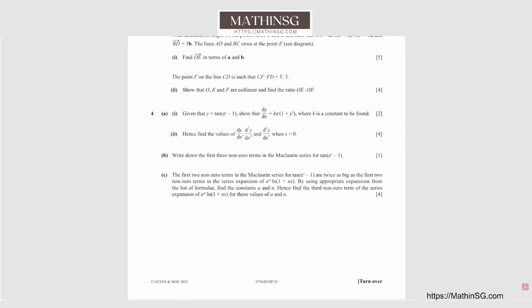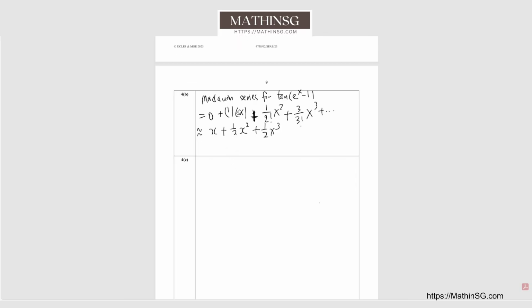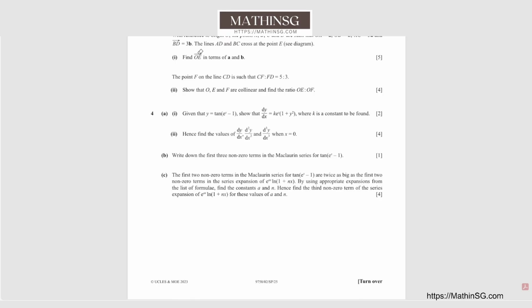Okay, moving on to 4C. So 4C is a long question. Let's take a look at what it asks for. You're given that the first two non-zero terms in the Maclaurin series for tan(e to the power of x minus 1) are twice as big as the first two non-zero terms in the series expansion of this.